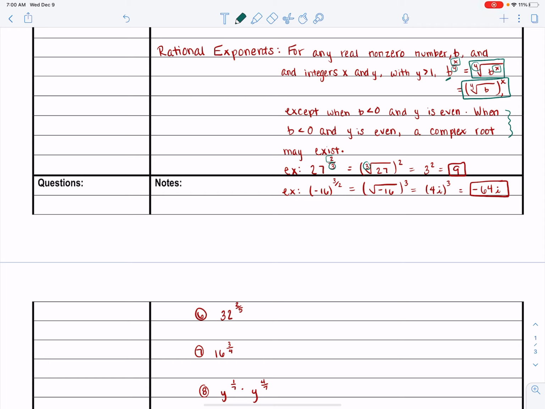the numerator becomes the exponent. The cube root of 27 is 3. So then 3 squared is 9. All right, the denominator becomes the root. Remember, if it's not written, it's 2. The numerator becomes the exponent. And for the negative 16, the square root of negative 16 is 4i. If we cube that, then we have negative 64i.